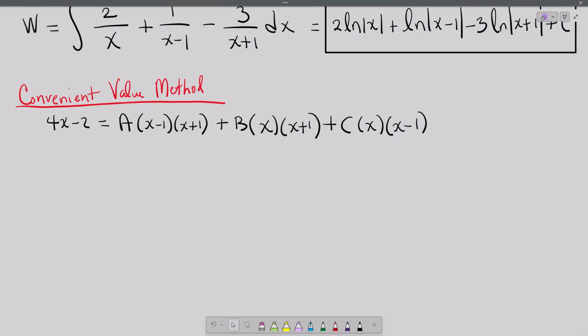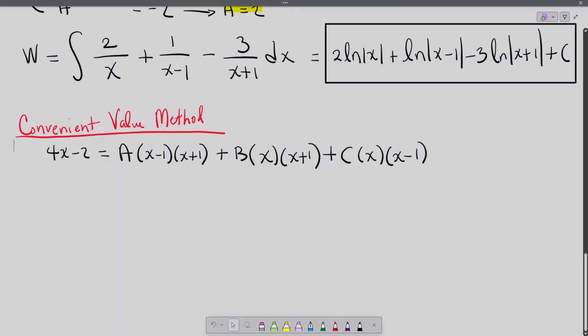And the convenient value method says this: take your PFD equation and plug in the zeros from the linear factors. So we had 3 linear factors. One was x, and its 0 is 0. One was x minus 1, its 0 is positive 1. And then one was x plus 1, so its 0 is negative 1. So the convenient values, we look at the denominator and we pick the zeros. So the convenient values are x equals 0, x equals 1, and x equals negative 1.